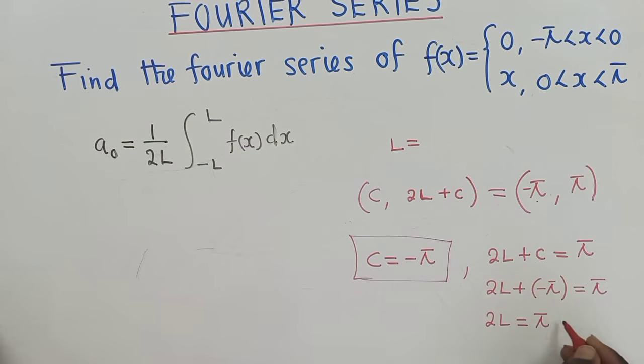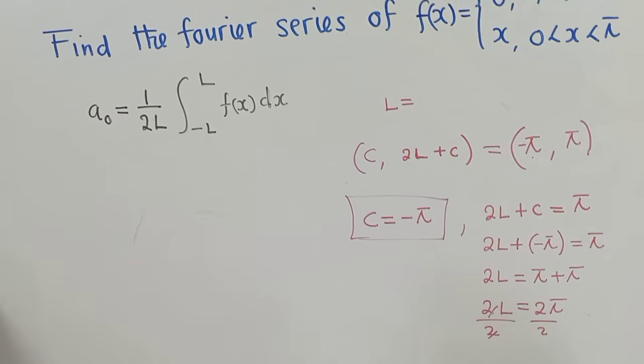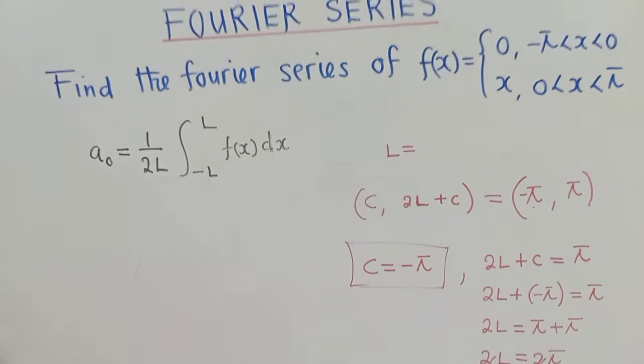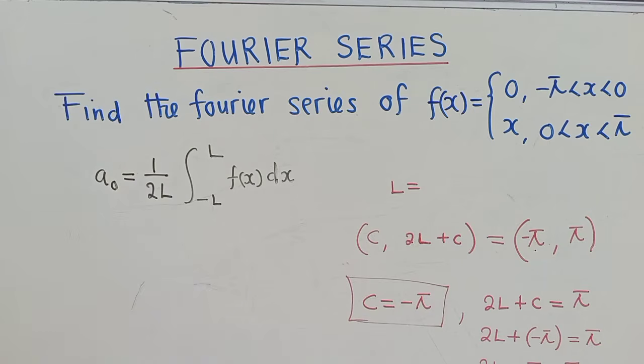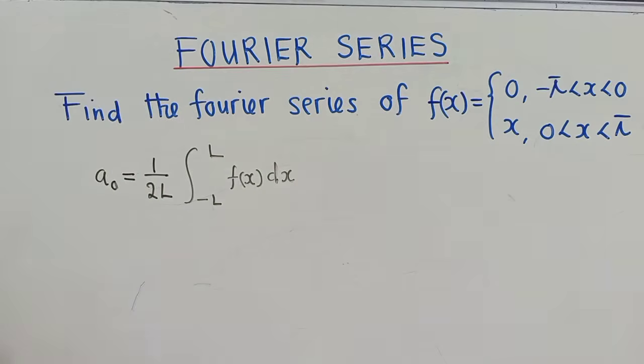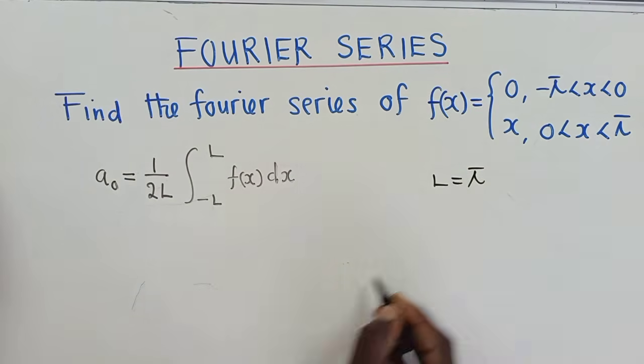You have pi plus pi. This negative pi, when it comes to this side, will be positive pi. So you have 2L is equal to 2 pi. You divide by 2, you discover that your L will be equal to what? To pi. So our L is pi. Okay. Now, we've known that the L we're able to see is pi. And you have to be very careful here. Since our L is pi, our L is pi.